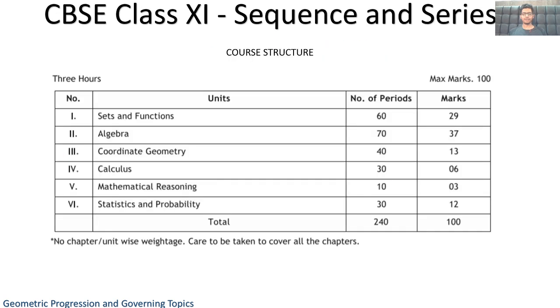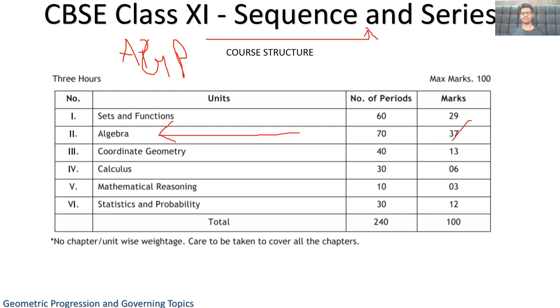So AGP, Arithmetico-Geometric progression, comes under sequence and series, which falls under algebra, which you can clearly see has the highest weightage, that is 37 marks out of a total of 100 marks. So it is one of the most scoring and weighted topics to master, and it can give you the highest score possible. Any doubts so far?